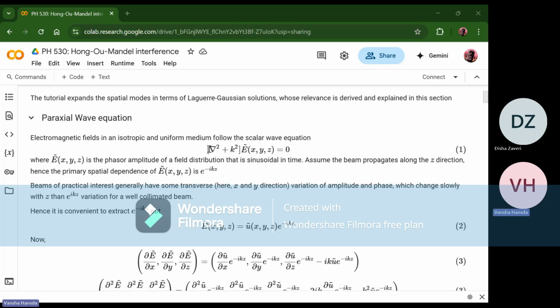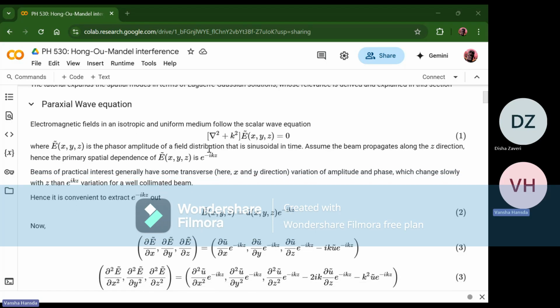So we start with the regular classical wave equation, del square plus k square E equal to 0, for an electromagnetic field in an isotropic and uniform medium. Now, let us assume that this field propagates in the plus z direction. So E will have an e^{ikz} factor, and that we can take out by writing E equal to u times e^{-ikz}.